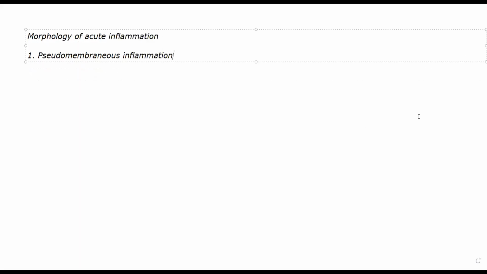Now, depending on the type of injury that is occurring, this may vary a little bit, and sometimes you might find a combination of these morphological changes. I'll explain in a bit how it works. So, morphology of acute inflammation. The first change will be something called pseudomembranous inflammation. Pseudomembranous inflammation is the result of seepage of plasma.